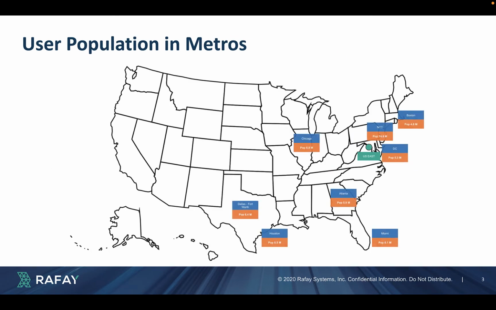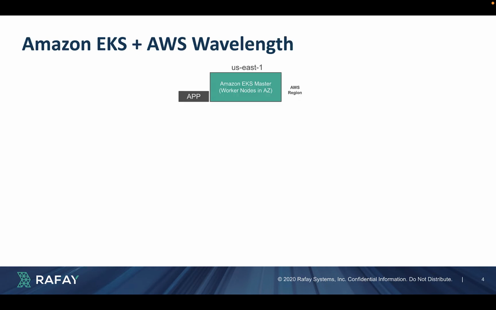End users of the application on their smartphones are primarily clustered in heavily populated metro areas. For example, millions of users in Miami and Houston will suffer from a degraded user experience just because of network latency to US East. A wavelength zone is in a carrier's physical location, for example, Verizon.